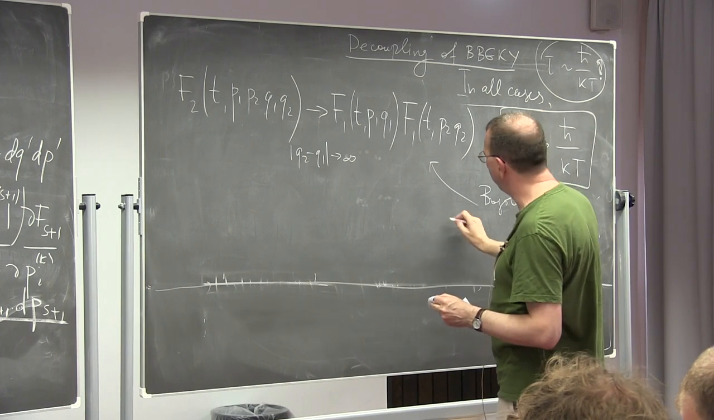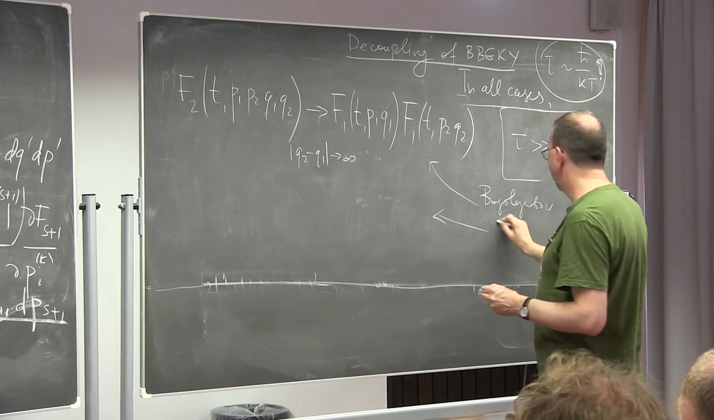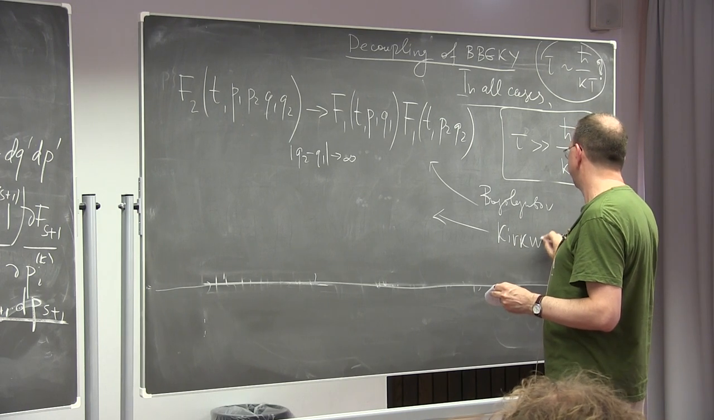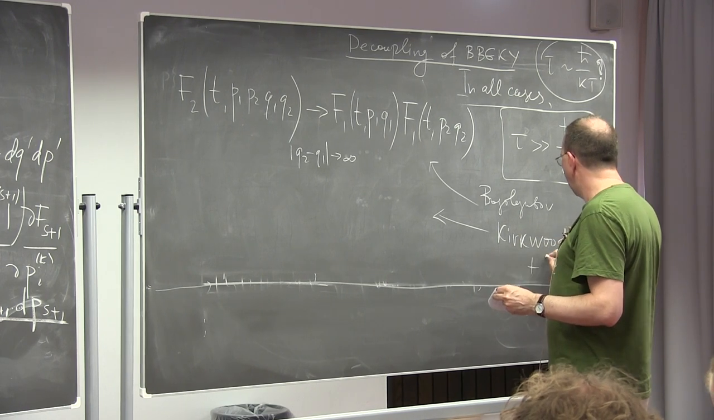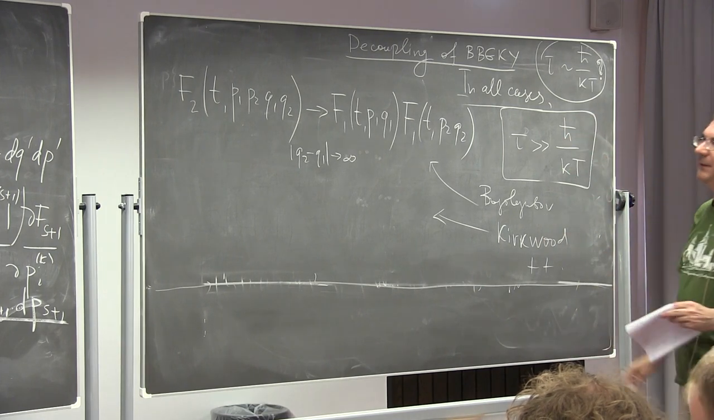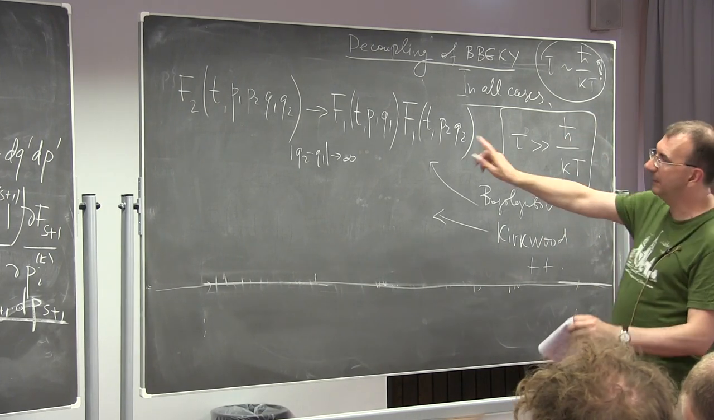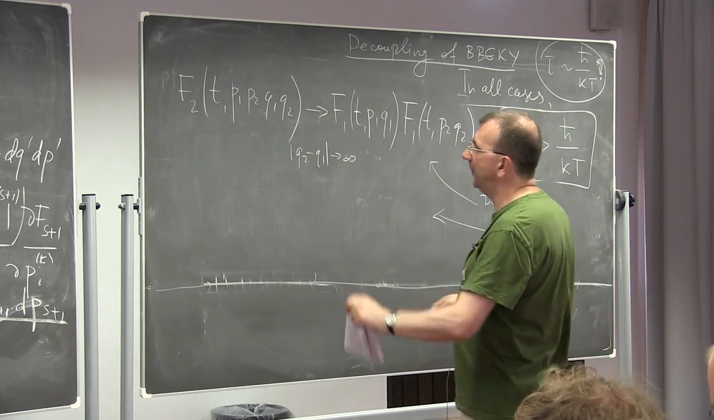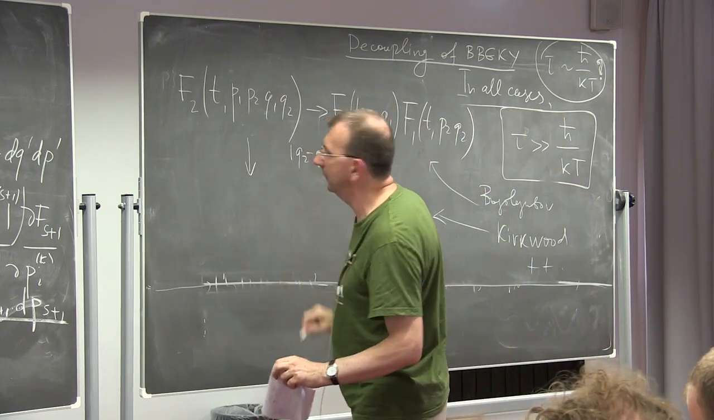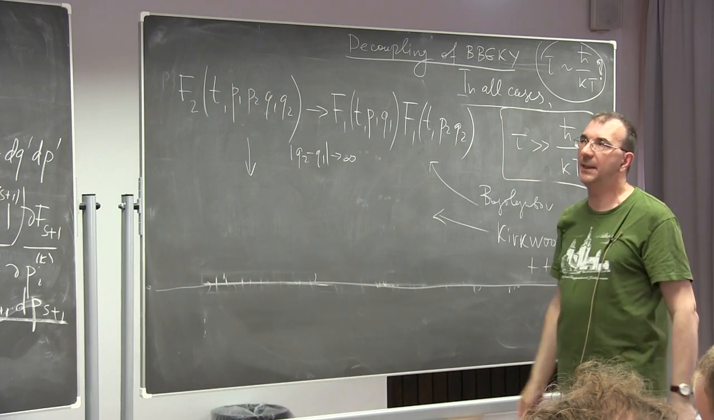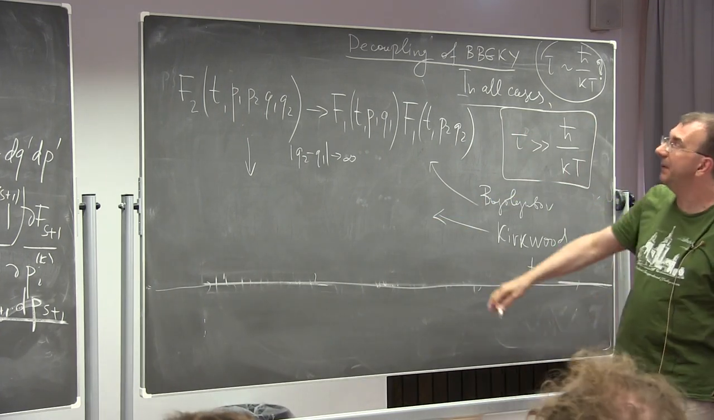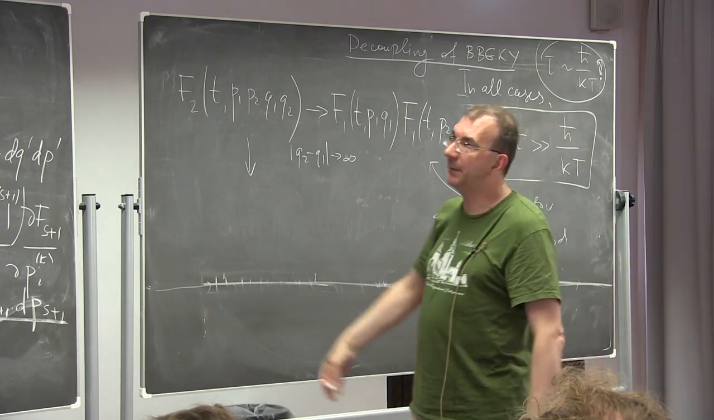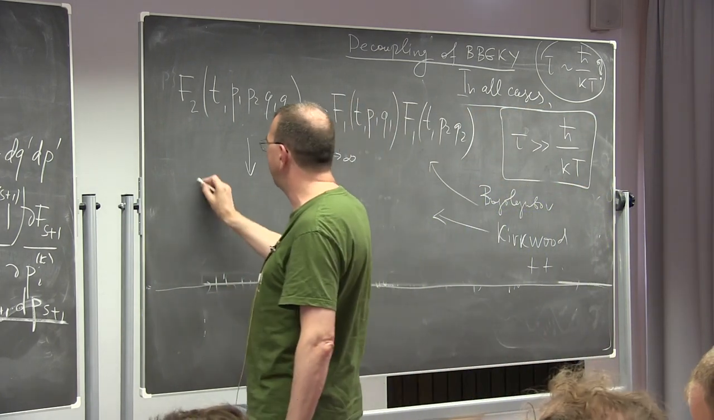But you also have different ansatz from Kirkwood and from other people. So this is quite interesting. When you make an ansatz of this type, then your goal is to derive the kinetic equation, the closed-form kinetic equation for F1, and you can do it fairly straightforwardly, and you end up with equations such as the Boltzmann equation.